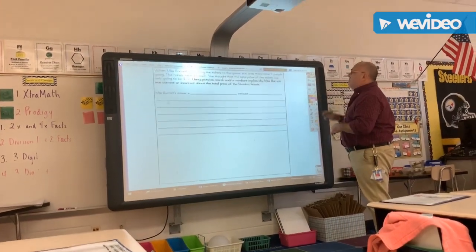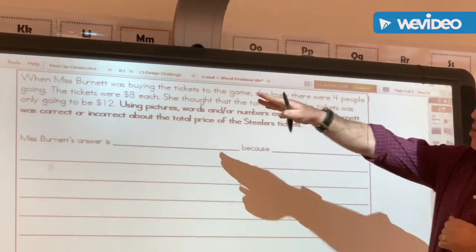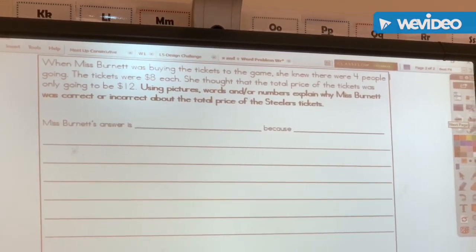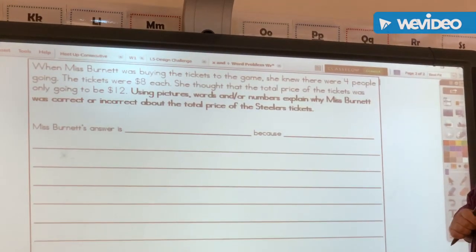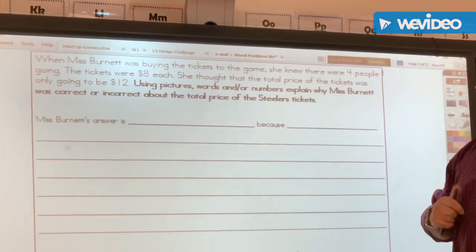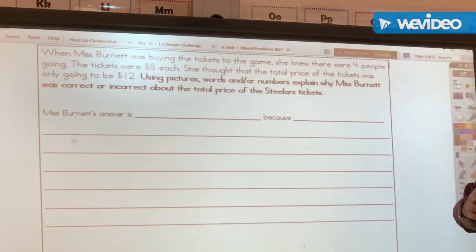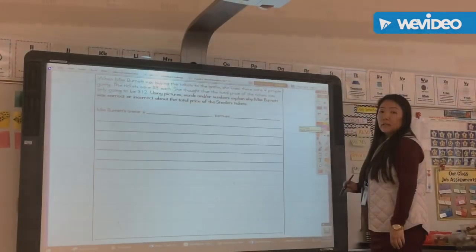So if we look over here, we have a wonderful word problem. Let me read it to you out loud. When Miss Burnett was buying tickets to the game, she knew that there were 4 people going. The tickets were $8 each. She thought that the total price of the tickets was only going to be $12. Using pictures, words, and or numbers, explain why Miss Burnett was correct or incorrect about the total price of the Steelers tickets.